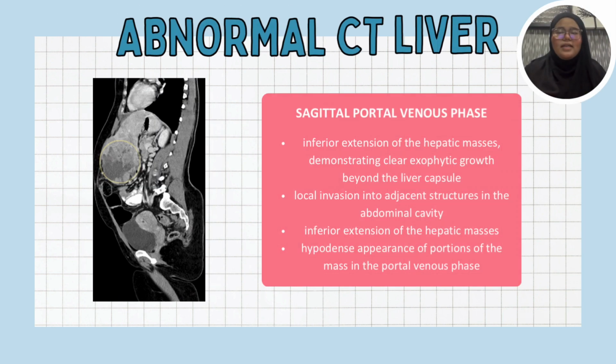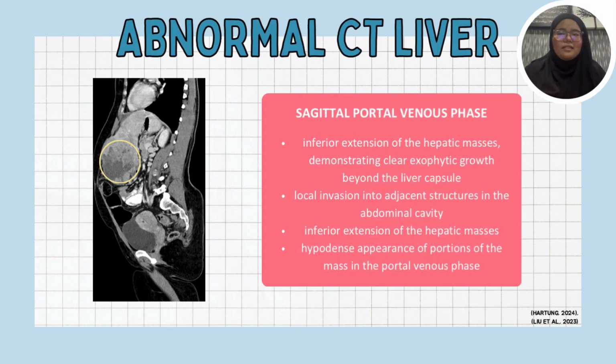Moving on, this is a sagittal portal venous phase image, which highlights the inferior extension of the hepatic masses, demonstrating a clear exophytic growth beyond the liver capsule. This feature is characteristic of advanced hepatocellular carcinoma and suggests local invasion into adjacent structures in the abdominal cavity.